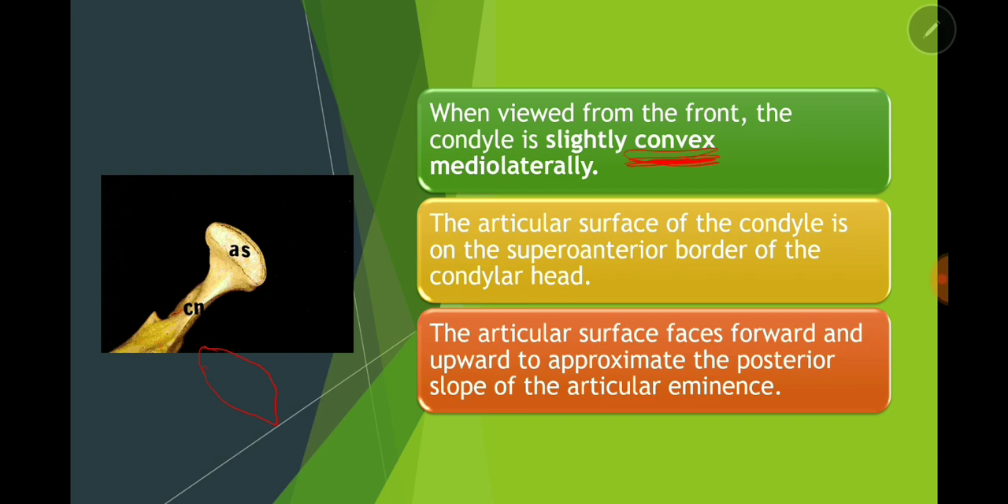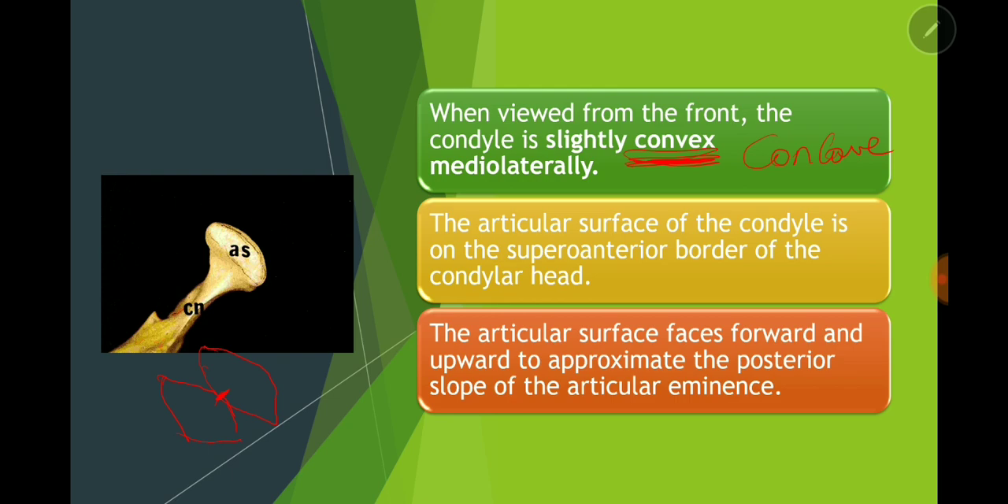Now, what's the opposite of convex? If you put two convex objects together, for example two footballs, there's no stability. It's not going to be stable and you can't move. So you need something opposite to convex, which is concave. If the condyle is convex, the glenoid fossa has to be concave.